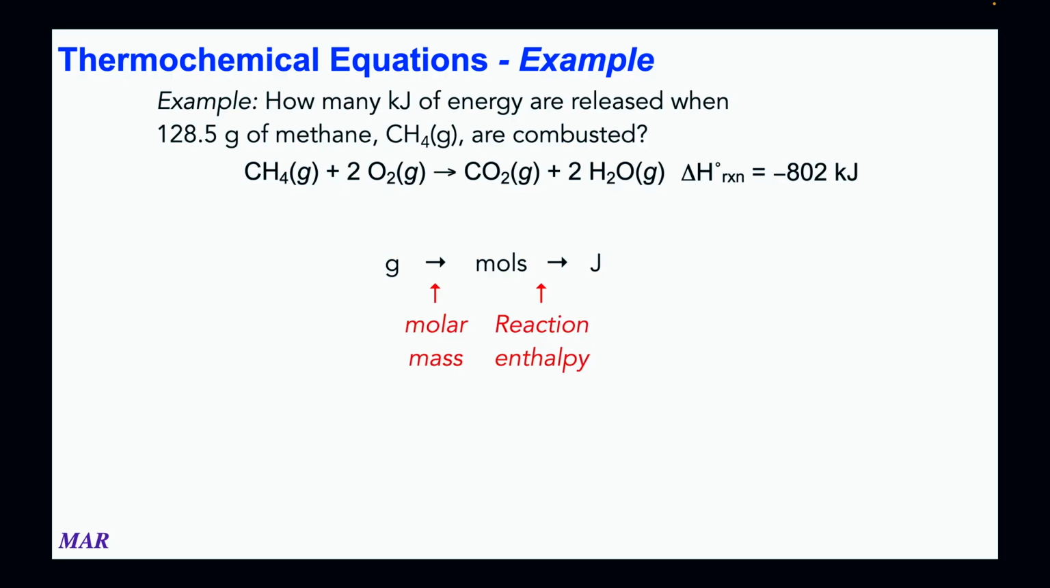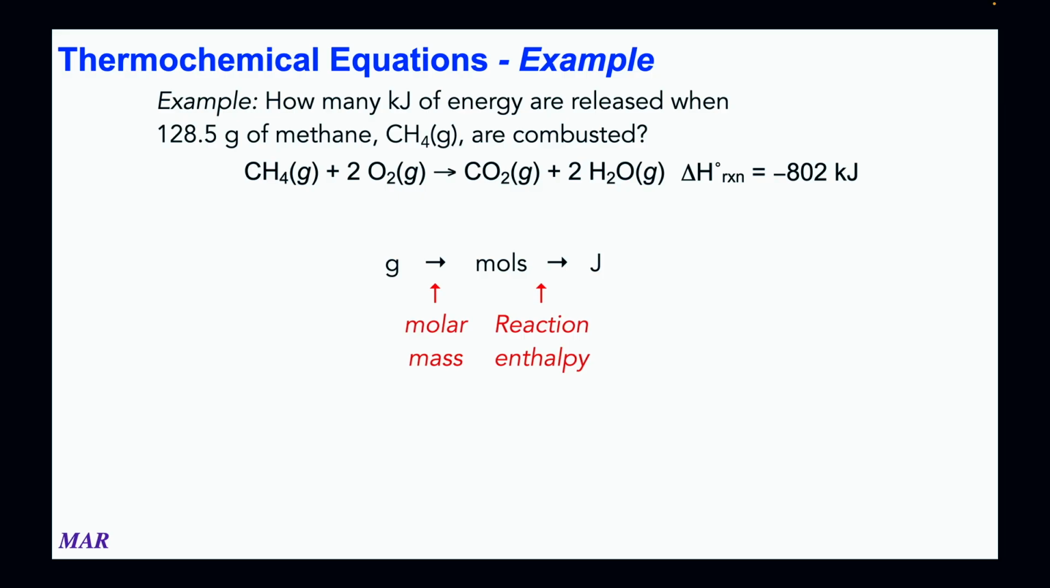So here's an example of an application of this process that might be helpful to you. It says, how many kilojoules of energy are released when 128.5 grams of methane, CH4, are combusted. And there's the reaction again. Methane plus 2 oxygens makes CO2 and 2 waters, and minus 802 kilojoules is the delta H value for this reaction. So what we're going to do here is turn grams of methane into moles using the molar mass.